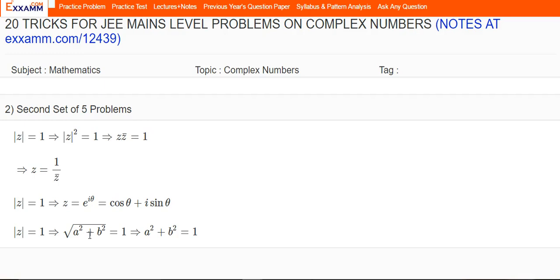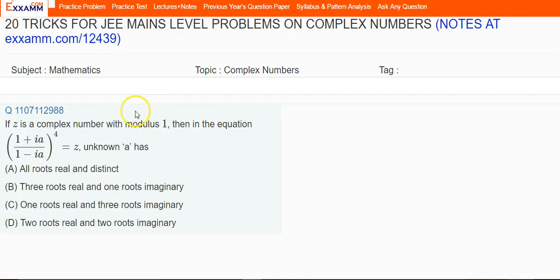So in this problem, since this is not the first case, I don't think we can use the first method that z is equal to 1 upon z bar. So let us take z to be equal to e to the power i theta, or equal to cos theta plus i sin theta. Because it is to the power 4, if we use cos theta plus i sin theta, we can use de Moivre's theorem, or as the French would say, Demoivre's theorem.